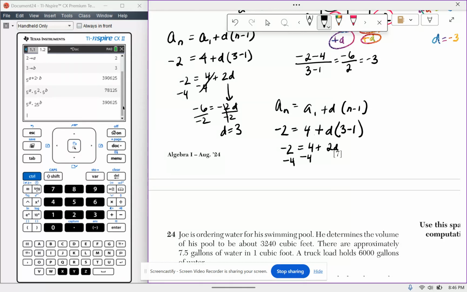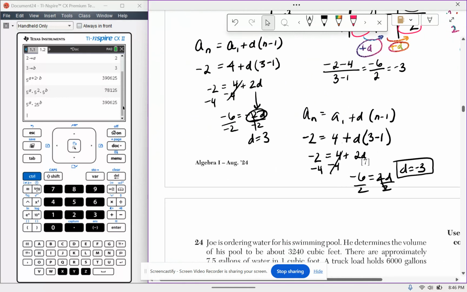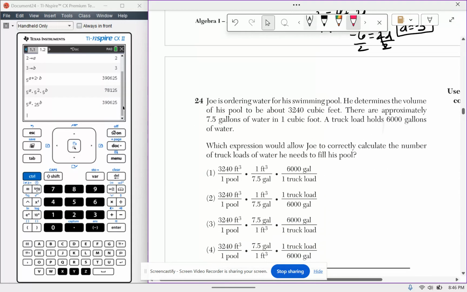Oh, this changed to a negative and it shouldn't have. Okay. I was like, what's going on? Right. D is negative 3. There we go. 3 different ways to do the same thing. Who knows why that little negative spawned in? We'll never know. It's a mystery. Okay, let's go to 24.